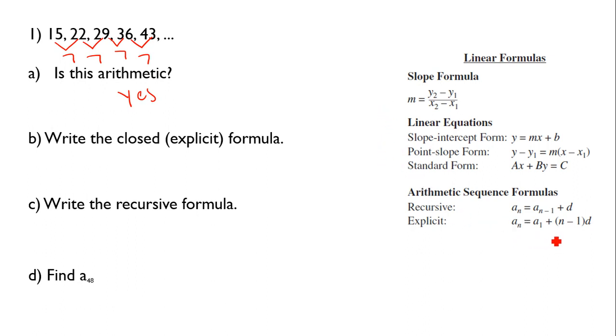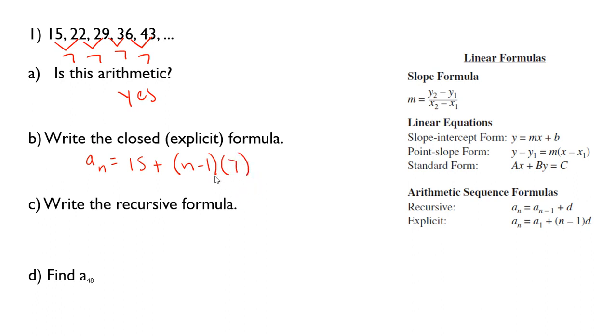Then the closed or explicit formula. Okay, so it's a sub n equals a sub 1 plus n minus 1 times d. So a sub n, we don't plug in anything for that. So just regular old a sub n equals a sub 1. Okay, so a sub 1 is our first term. So first term was 15 plus n minus 1. So n minus 1 times our common difference. We're adding 7 each time, so that will be 7.